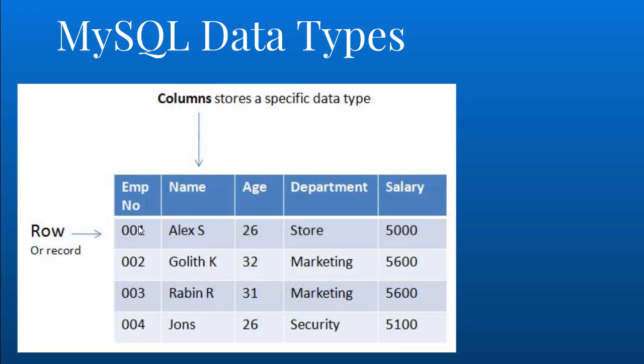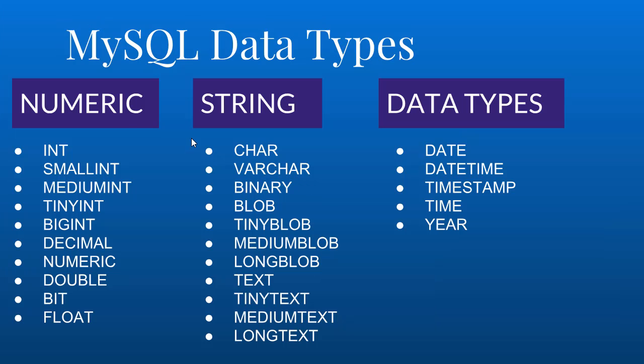For example, employee number, I think, contains integer, a name contains string, department might contain varchar, and salary could contain integer or float, right? So there are a few of them we will discuss in this class. If I change the slide, you can see that, in reality, there are a lot of data types in MySQL. If you visit the documentation, you can see there are a lot of data types.